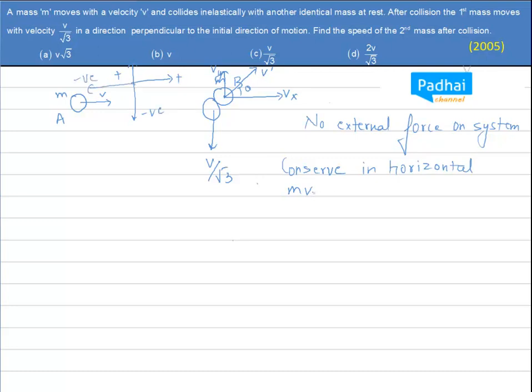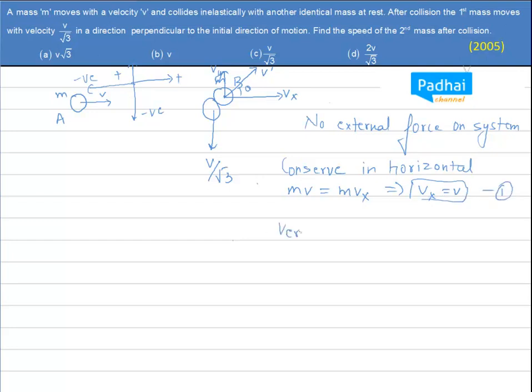Now initially this block A was moving in the rightward direction, which is the positive direction, with the velocity v, and finally this is moving in the downward direction. That means there is no velocity component along the horizontal direction, but B is having some component, so that will be equal to m into Vx. That means Vx will be equal to v. This is the first equation.